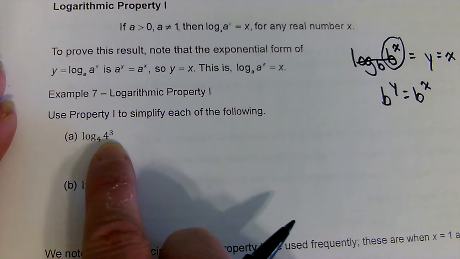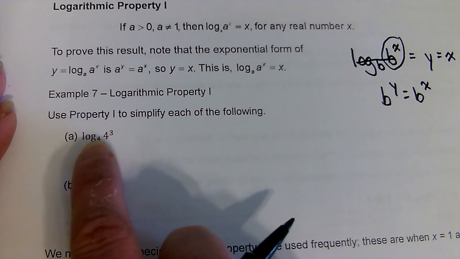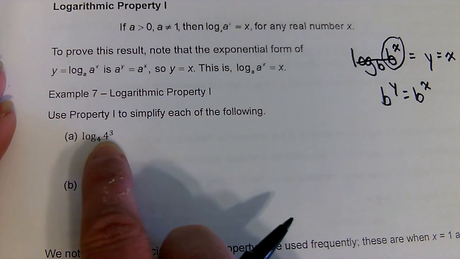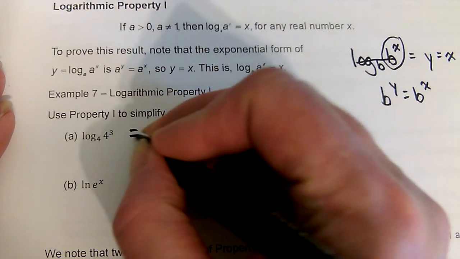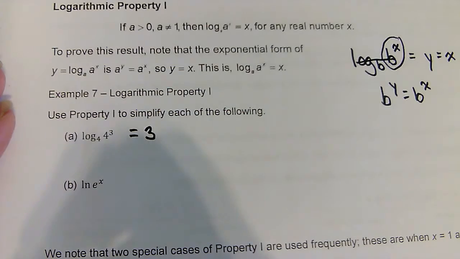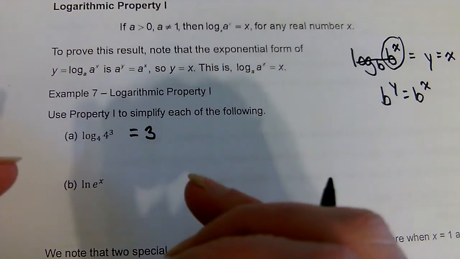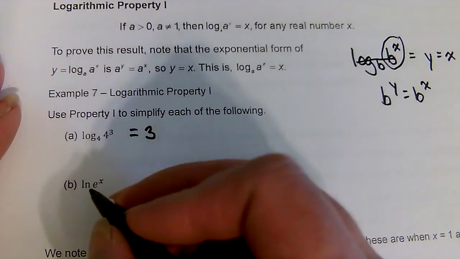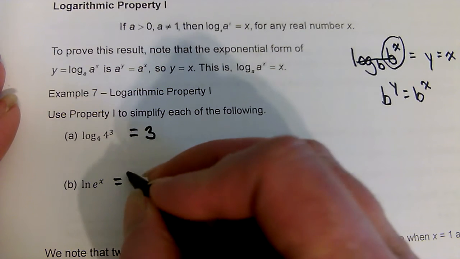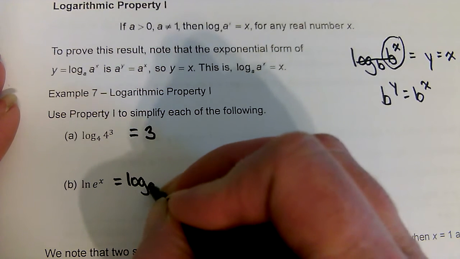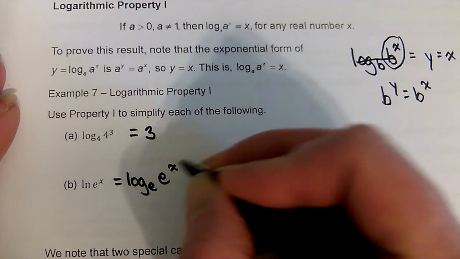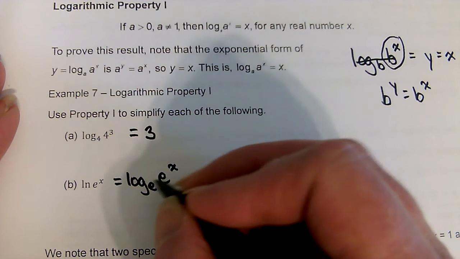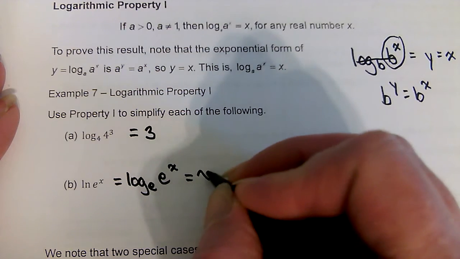So log base 4 of 4 cubed. Well, this base and this base match, so I just get 3. It undoes the process and gives me back the exponent. Ln really means log base e, so ln of e to the x is going to undo it and just give me the exponent.